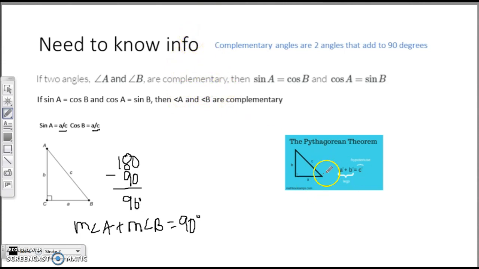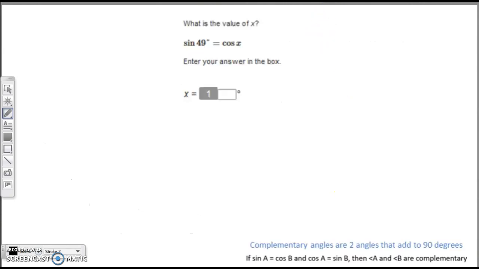And then lastly, the Pythagorean theorem. I know we come back to it all the time, but if you have a right triangle and you are missing a side length, you can always use the Pythagorean theorem to find that missing side length. So let's jump in. What is the value of x?